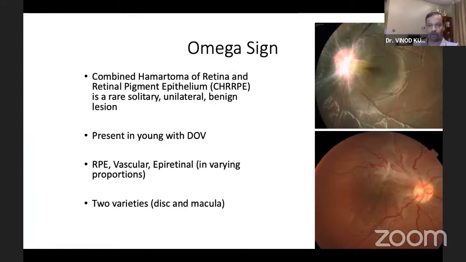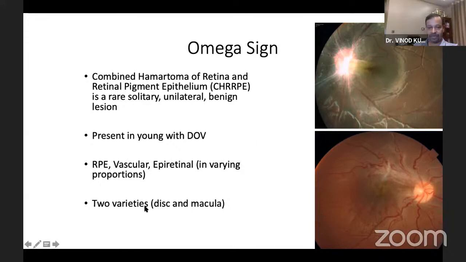The second part is something called the omega sign, which was described by us only, from RP Center. This is about a condition called combined hamartoma of retina and retinal pigment epithelium, which is a rare, solitary, unilateral and benign lesion. It is usually present in young patients who present with decrease of vision, and it tends to have three components: the epiretinal component, the vascular component, and an intraretinal or RPE component. In a particular patient, any of these components can be predominant, and they can be in varying proportions.